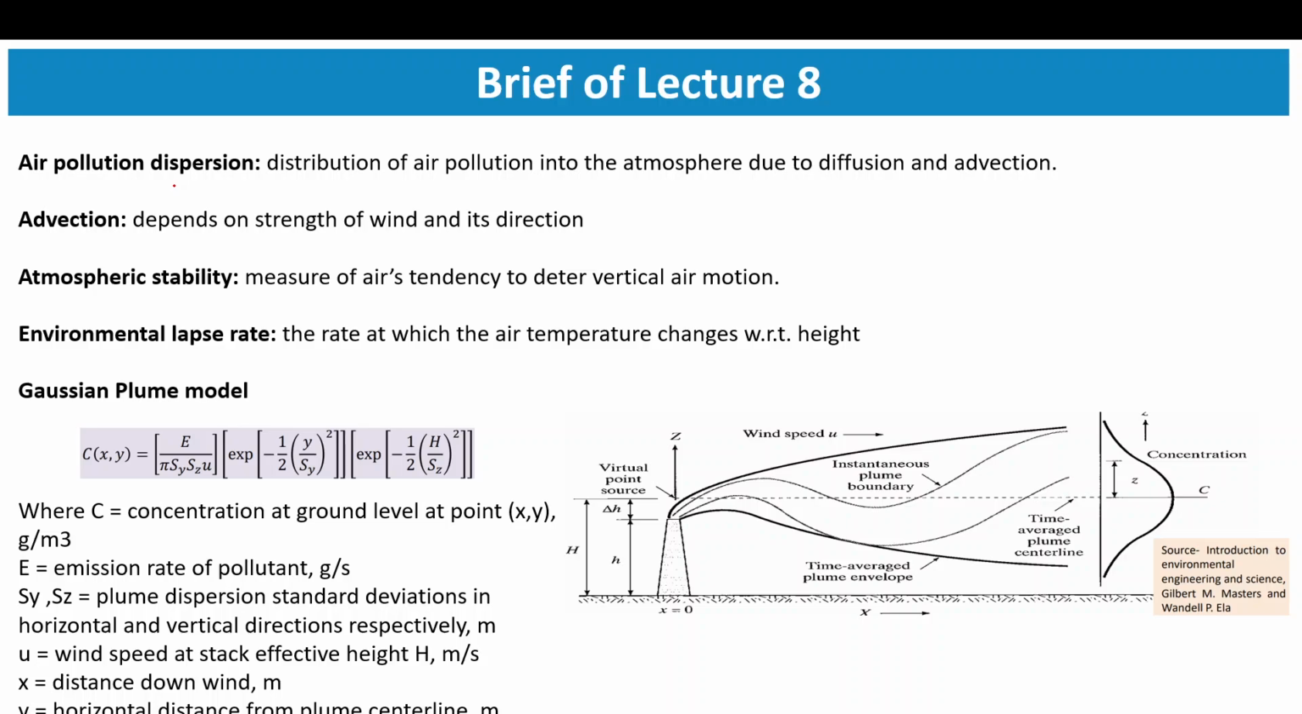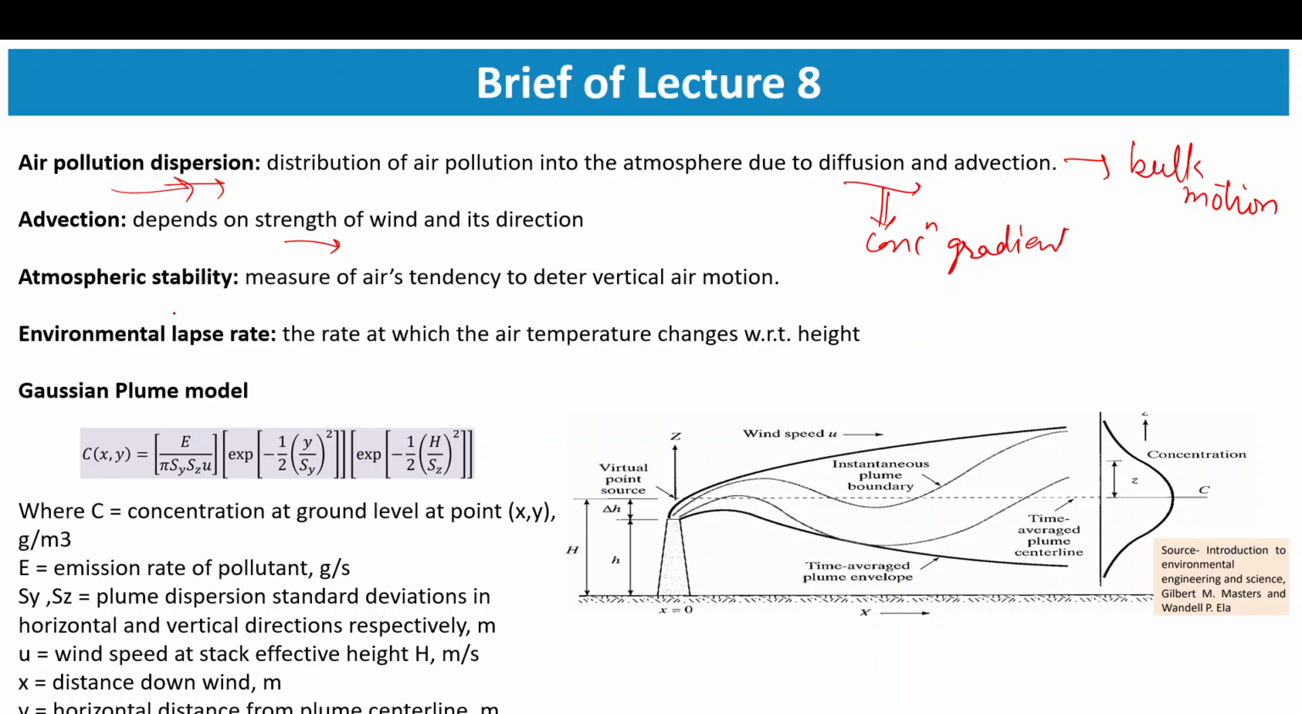So dispersion we have discussed, and air pollution dispersion is nothing but the distribution of air pollutants in the atmosphere due to diffusion and advection, as I mentioned. Diffusion is due to concentration gradient, and advection is the bulk motion. Due to both these phenomena, there will be transport of air pollutants from one place to another. Advection, which is the bulk motion, will depend on the strength of the wind and its direction.